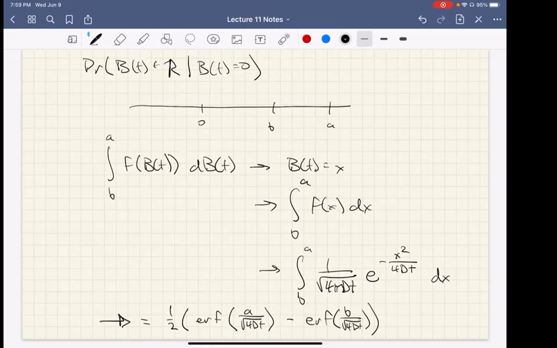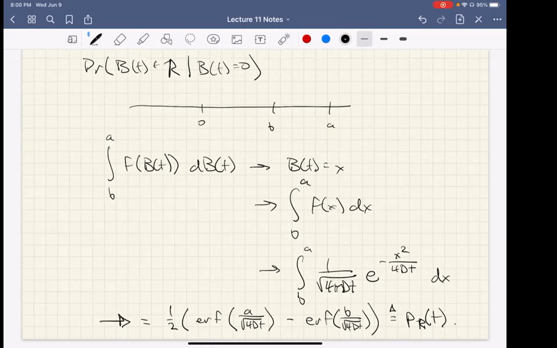If you don't like the error function, it's possible to express this using your favorite defined function of the Gaussian integral. But this then becomes the probability of being in R. I'm going to give it this notation. It should be script R, of T. So that's defined as PR of T, the probability that at time T, the molecule is in the region script R.